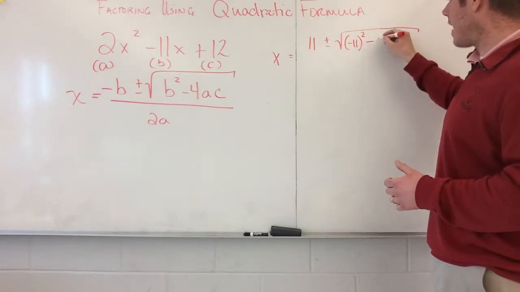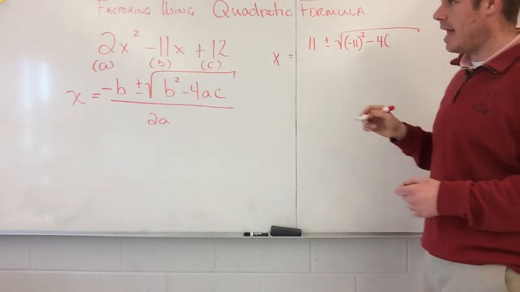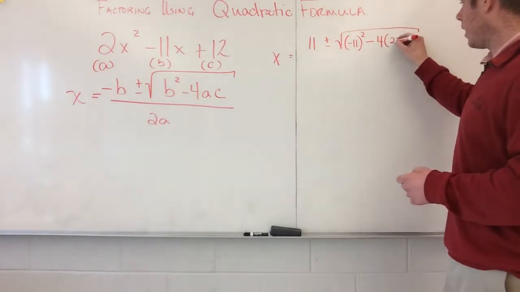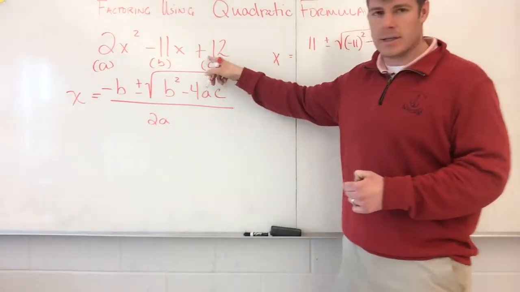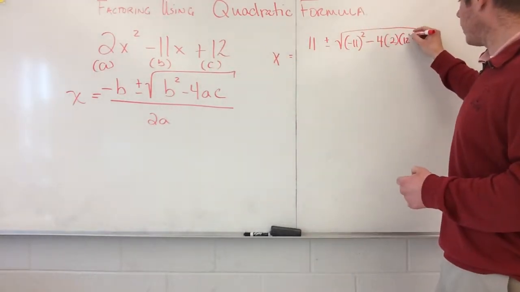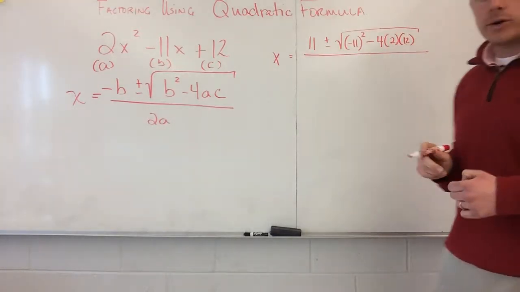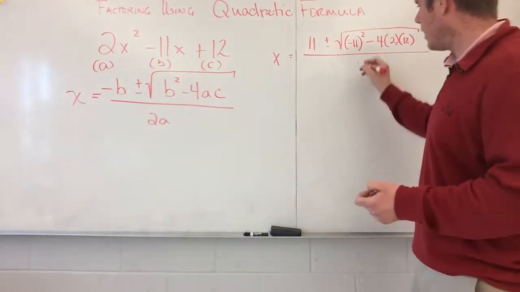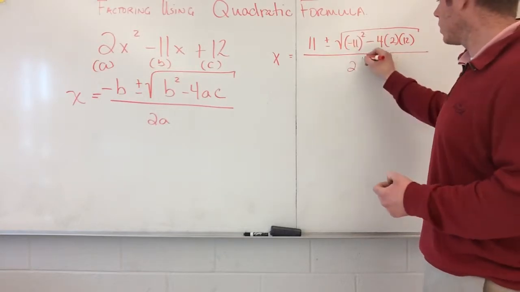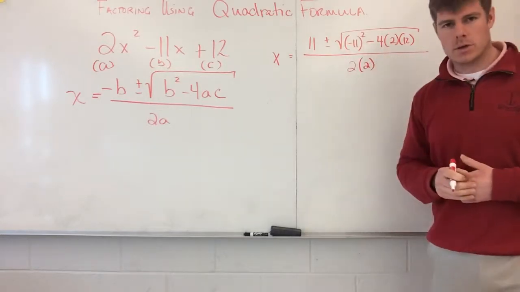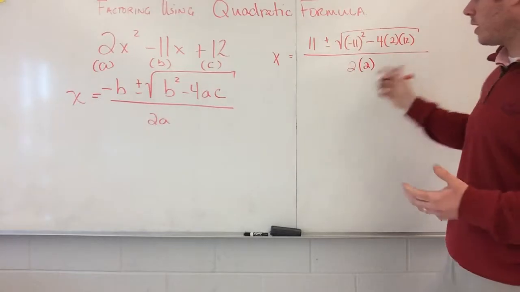So then we subtract 4 times a, which is 2, okay? And then we multiply that by the positive 12. So multiply, I get 12 here, okay? So then I close this out, and then I'm going to divide by 2 times whatever a was, which was 2, okay? So there we go. This is the formula. We plug it in, and we go from there.